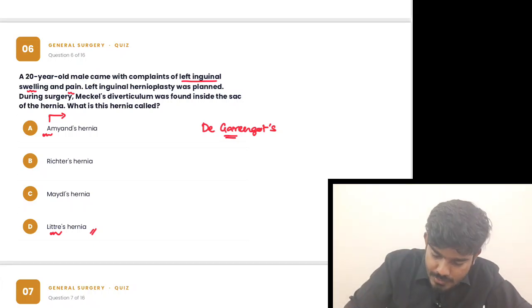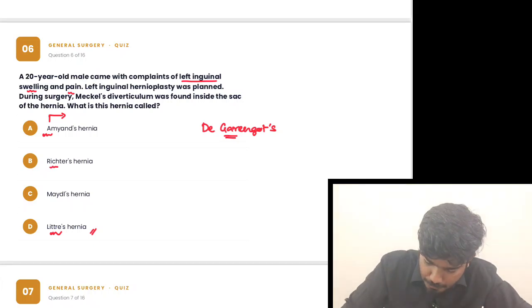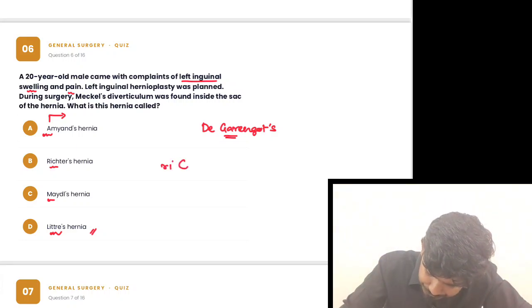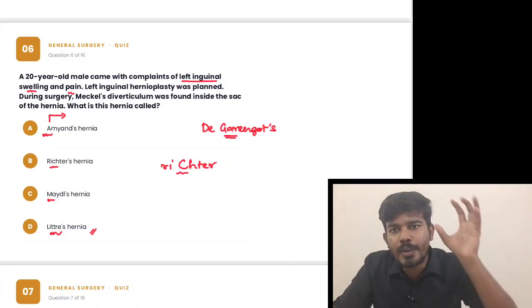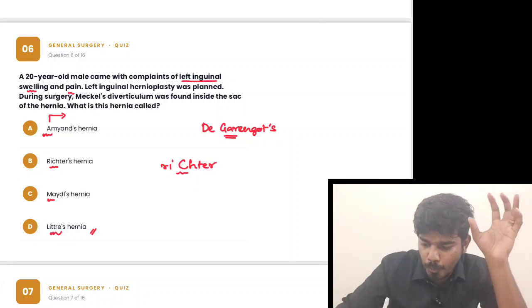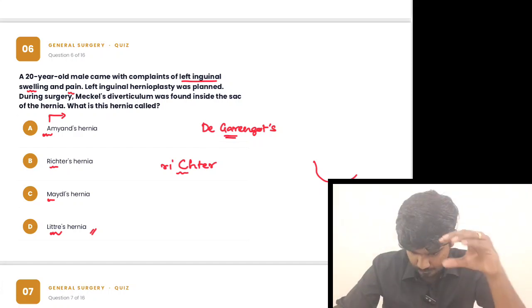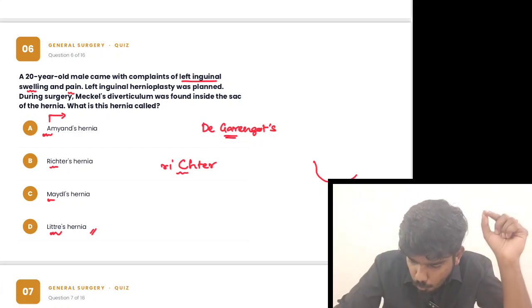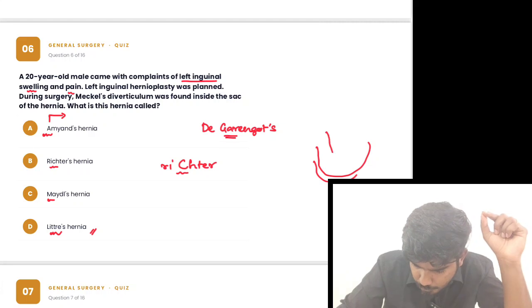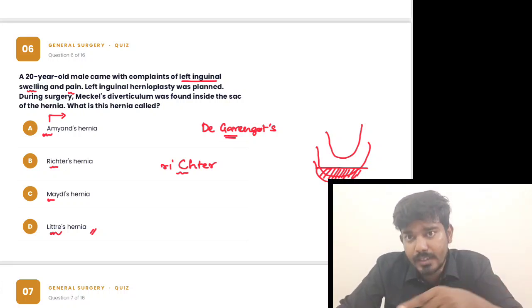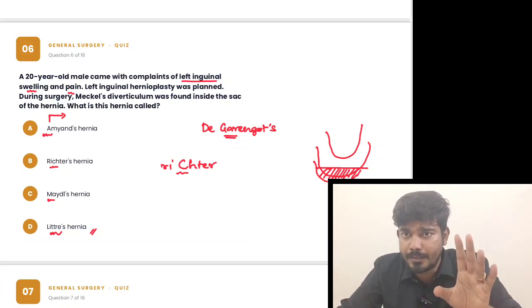Okay, so what is Richter's hernia and what is Maydl's hernia? Richter's hernia, we have to remember that as C. One circumference of the bowel is involved. So in the sac, the entire content is not getting trapped, only a circumference of bowel is involved, whereas the other content is not trapped in the sac.